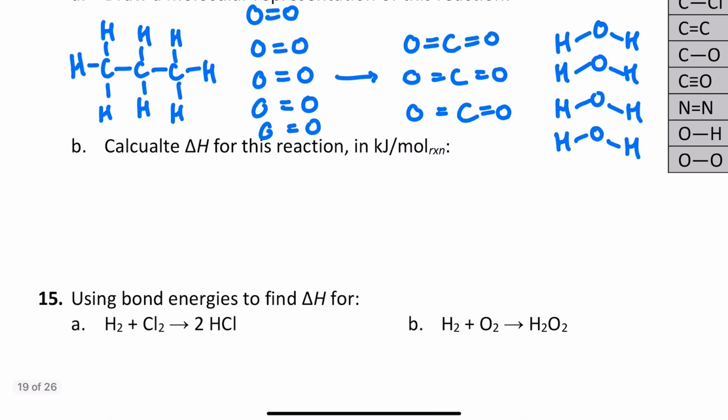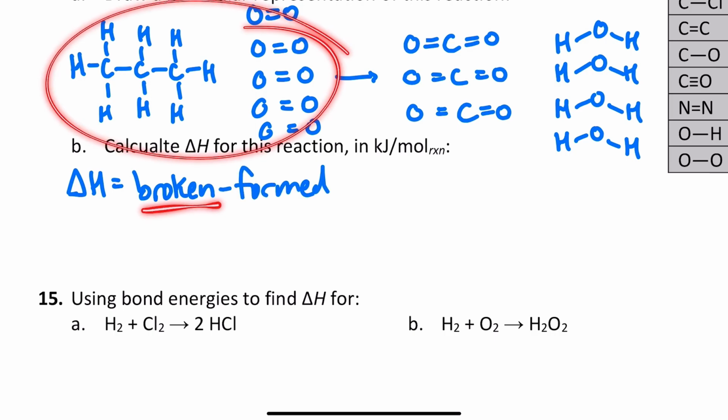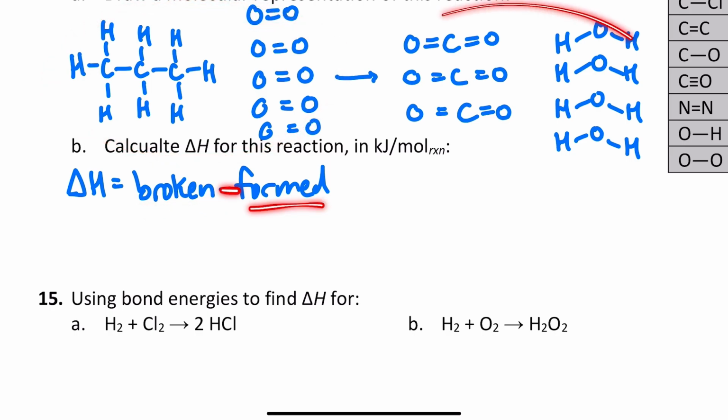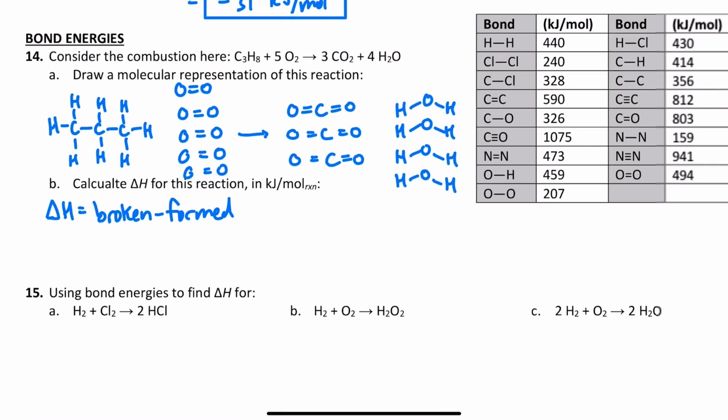It's based on the fact that the change in enthalpy of a reaction is the sum of all the bonds that are broken minus all the bonds that are formed. What you break in the reactants minus what you form in the products. Because every time you break a chemical bond, energy is absorbed. And every time you form a chemical bond, energy is released, hence the negative sign. And we just use a table to look up these numbers.